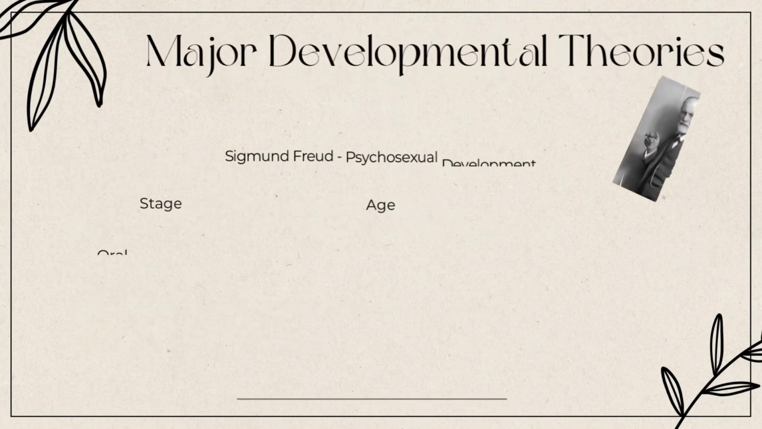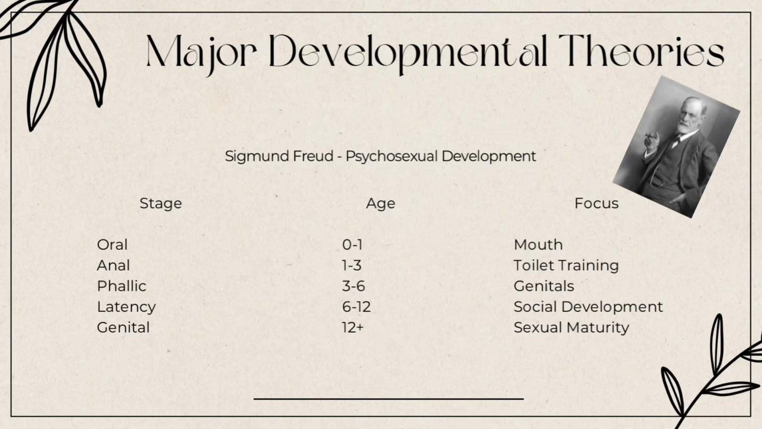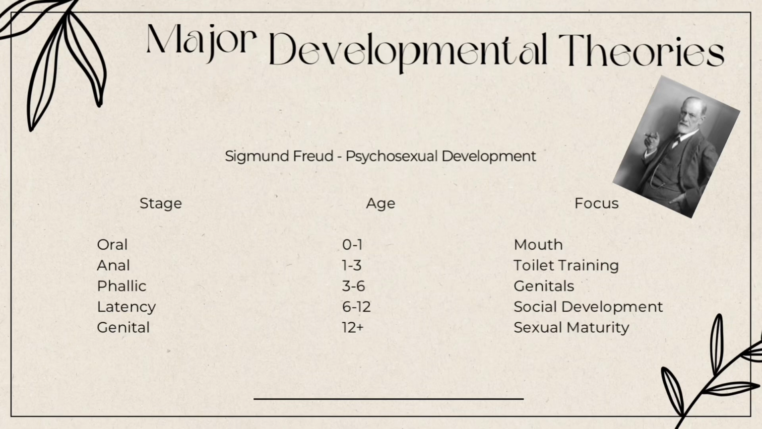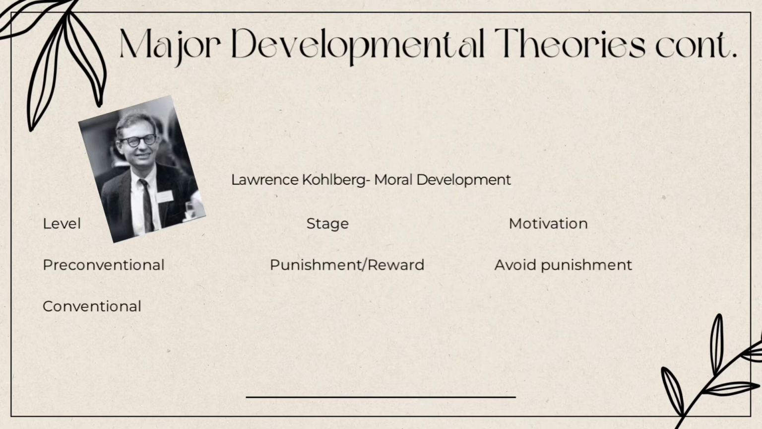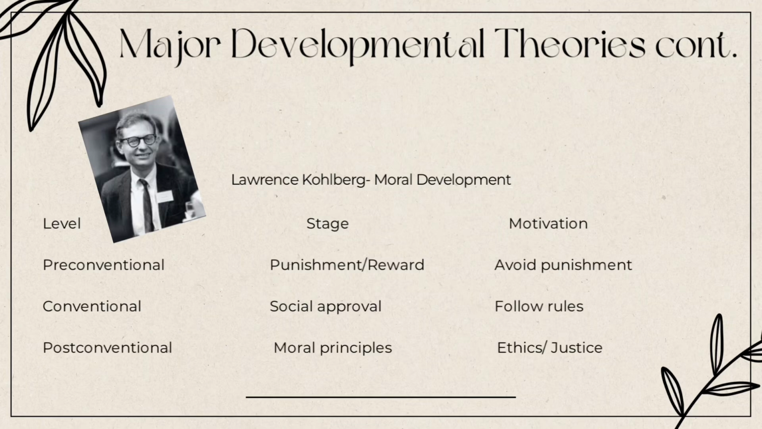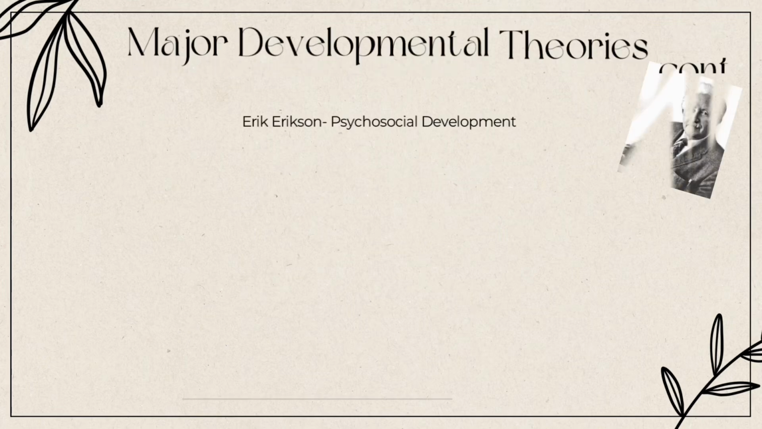Major development theories. You must know the theories, stages, and core concepts. Psychosexual development by Sigmund Freud: he had the oral, anal, phallic, latency, and genital stages. Lawrence Kohlberg's moral development has 3 levels: pre-conventional, conventional, and post-conventional. Know what happens in each stage.